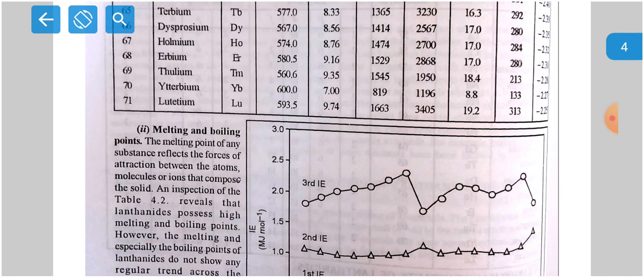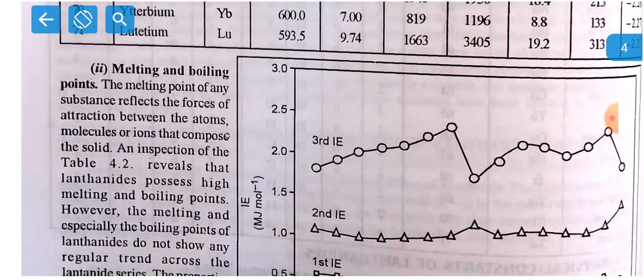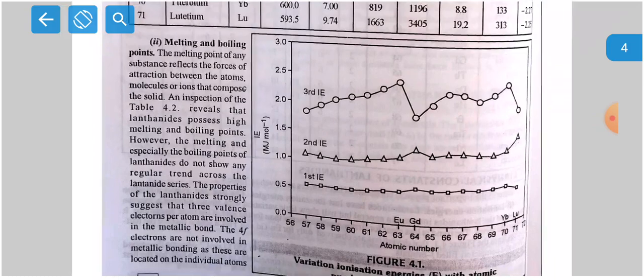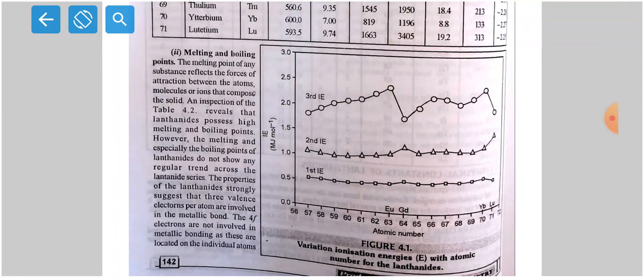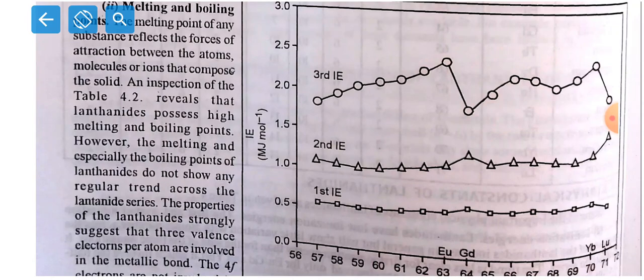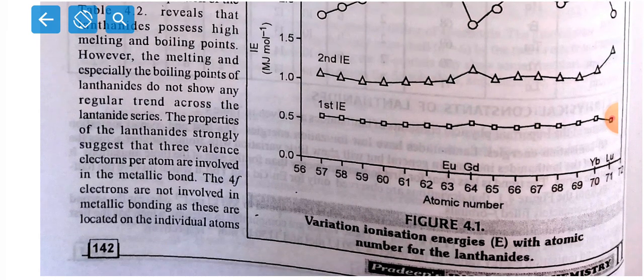Melting and boiling point. The melting point of any substance reflects the force of attraction between the atoms, molecules or ions that compose the solid. An inspection of table 4.2 reveals that lanthanoids possess high melting and boiling points. However, the melting and especially the boiling point of lanthanoids do not show any regular trend across the lanthanoid series. The properties of the lanthanoid series suggest that 3 valence electrons per atom are involved in the metallic bond. The 4f electrons are not involved in metallic bond as these are located on the individual atom.